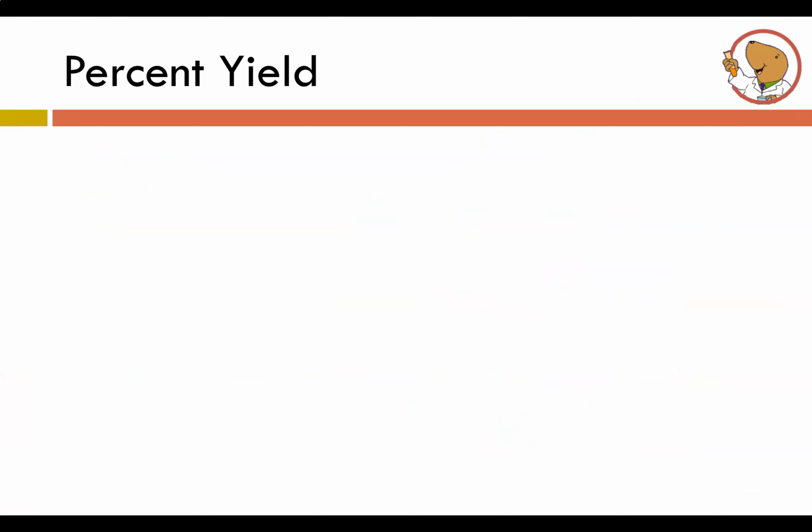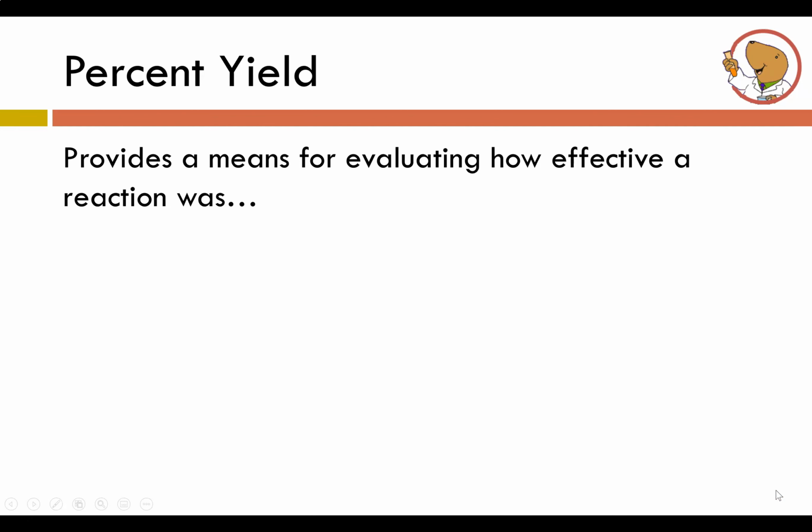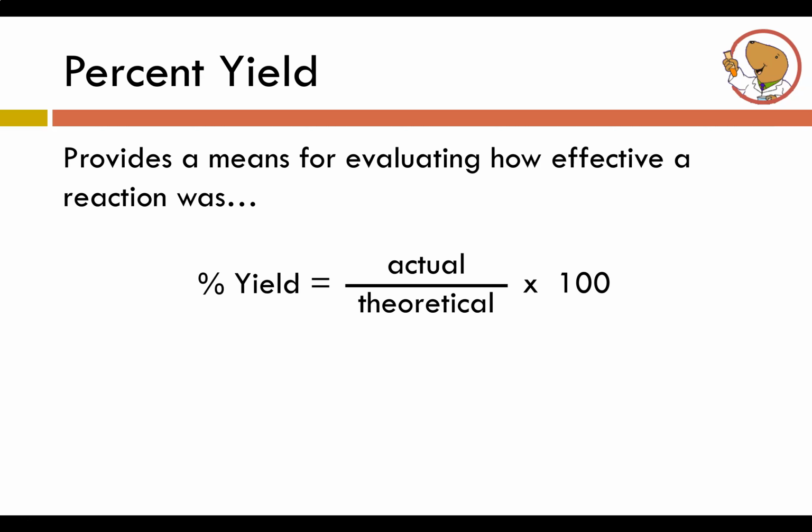So percent yield is a calculation you might do if you're a synthetic chemist, if you're trying to make a new molecule in the lab, and you want to evaluate how it went, how effective the reaction was. So it's just really a way for us to evaluate how well did everything go. And it's a pretty simple formula. Percent yield is equal to actual divided by theoretical, and since it's a percentage, times 100.